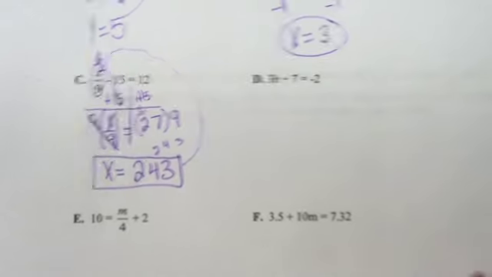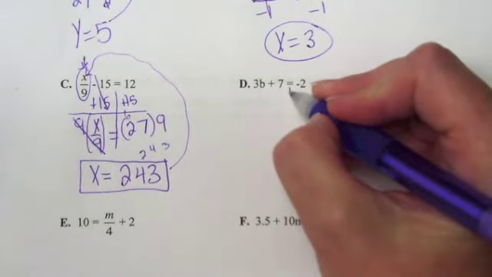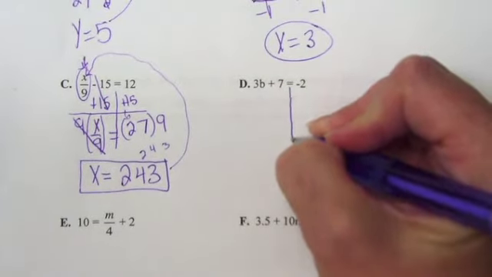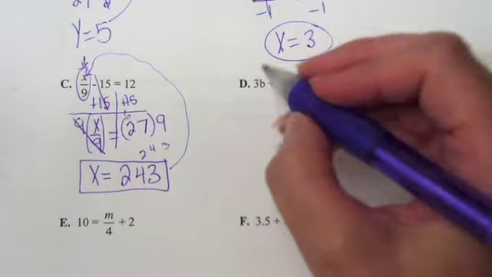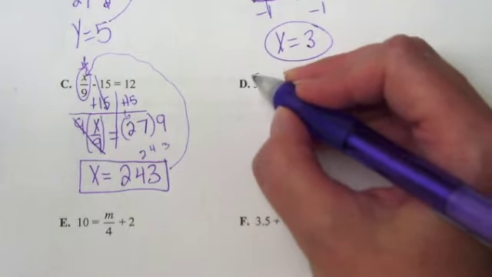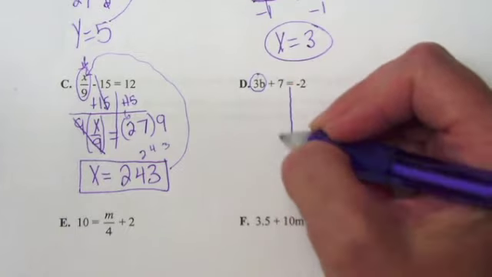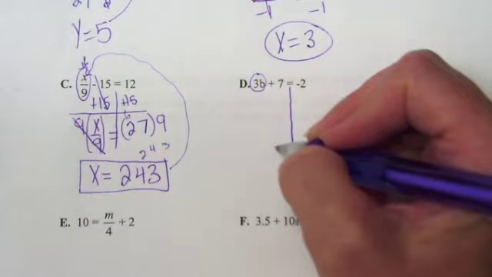All right, so on letter D, let's go ahead and draw a line. I think it helps as you're beginning to learn how to do multi-step equations to draw the line where the equal sign is. Let's notice the term that has the variable in it. That's that 3b. That's what we've got to work to get by itself.